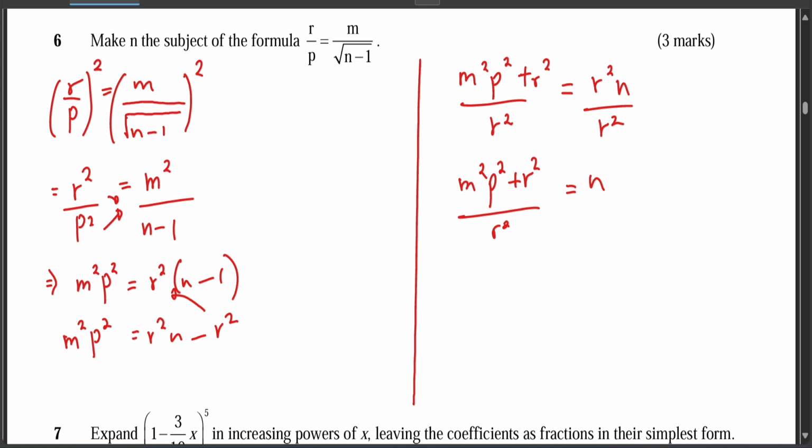I think that is easy, and that's how you do it. Okay, so that's not that hard. So n equals m squared p squared plus r squared over r squared. I don't think there's another way of doing it, so this is basically the answer. So let's go to question 7.